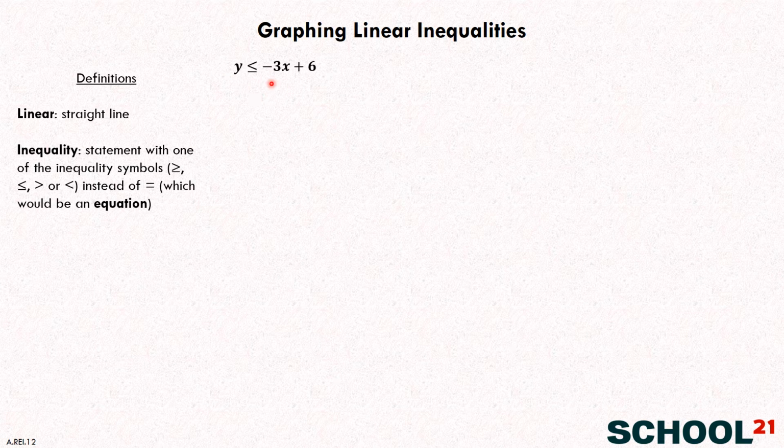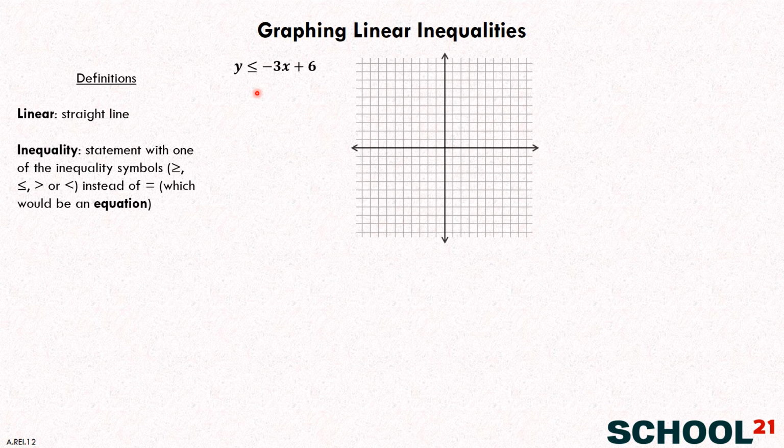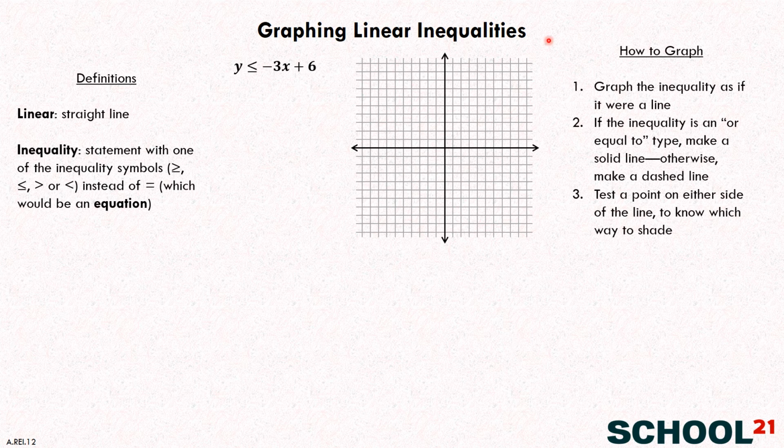So let's look at a linear inequality. Here we have, it's like a linear equation because it's in y equals mx plus b form, but it has this inequality symbol. So it's a linear inequality, and we're going to go ahead and graph it over here on this graph. And we're going to follow a few steps that we'll always follow when we're graphing linear inequalities. So the first thing you do is you graph the inequality as if it were a line. So we're going to graph a line that's y equals negative 3x plus 6.